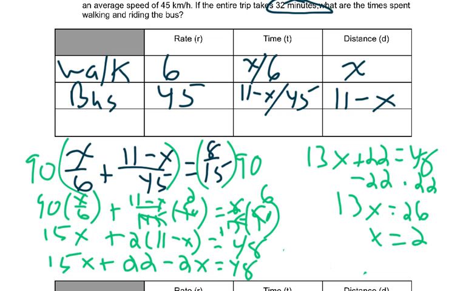So that tells us that the distance for walking is 2 kilometers. And so then the distance for the bus is 9 kilometers, because it's 11 minus 2. So this is, once again, similar idea, except you need to keep in mind the units of the rate. If the rate is in hours, your time needs to be in hours.